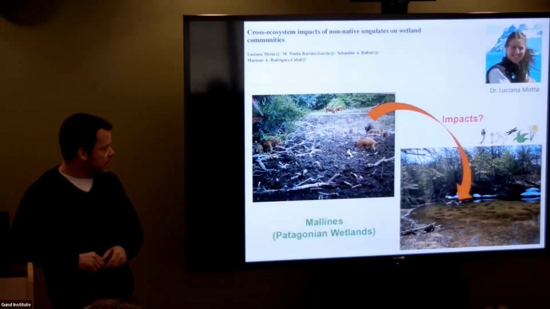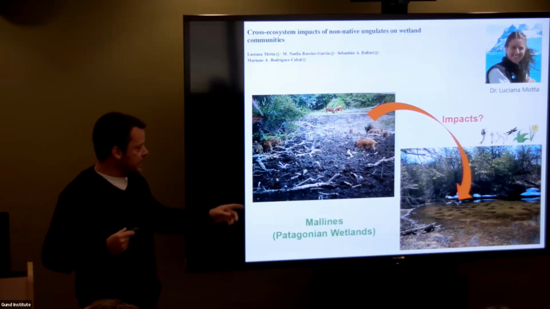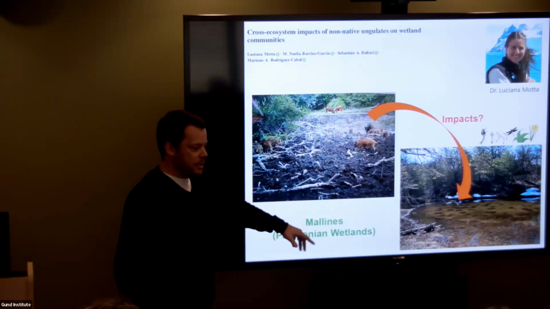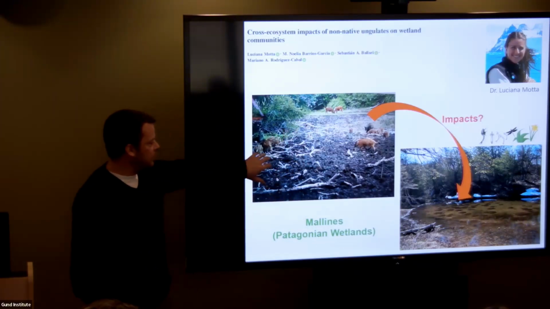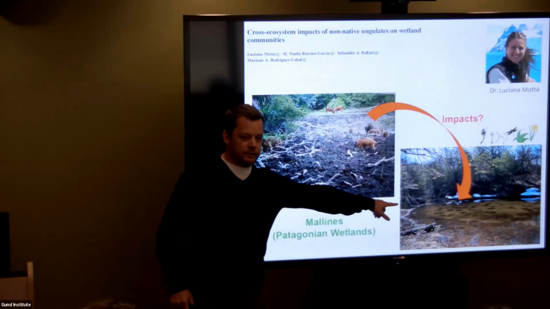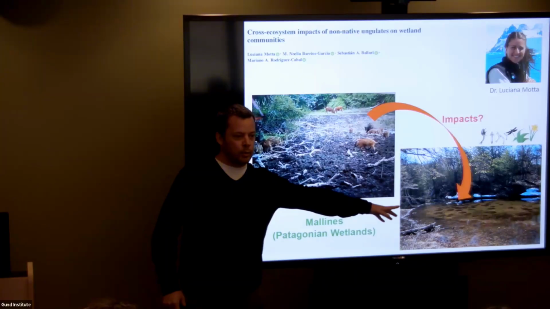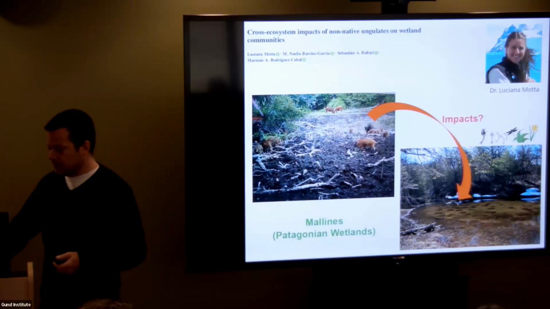Another example from Patagonia is Luciana Mota, who is an early career researcher in the lab in Patagonia. She's studying wetlands in Patagonia, called mallines. So mallines have been invaded by non-native ungulates. You see wild pigs here, you see cows in the back. This should look like this. So this is a mallín wetland without non-native ungulates. This is with non-native ungulates.